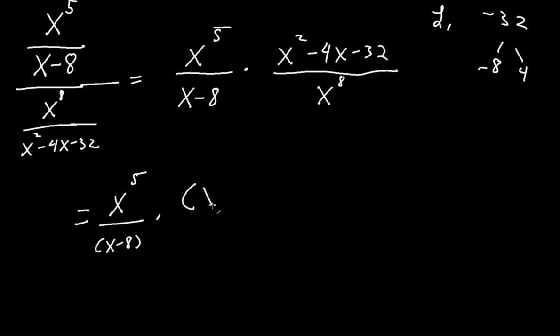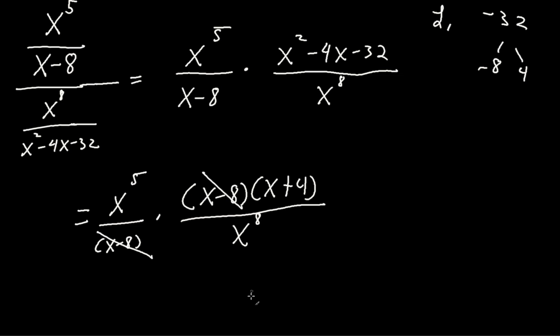So I have x minus 8, x plus 4, and that's still over x to the 8th. Okay, what can I simplify? x minus 8 goes away. I have x to the 5th over x to the 8th. So this goes away, and then this will turn into a 3, and I'm left with x plus 4.